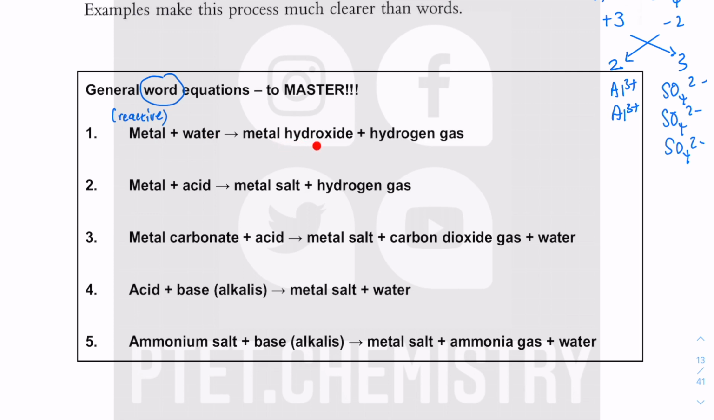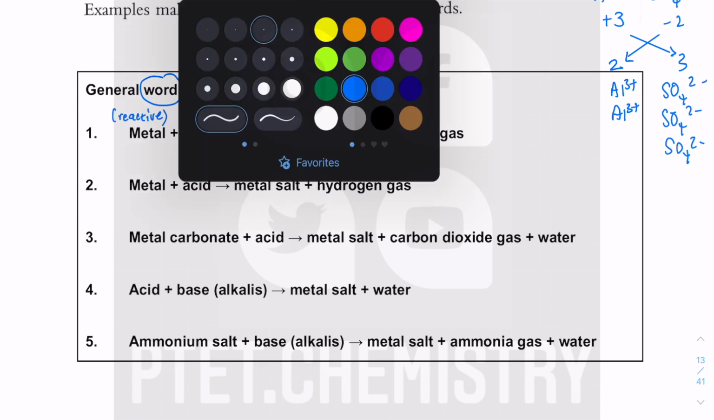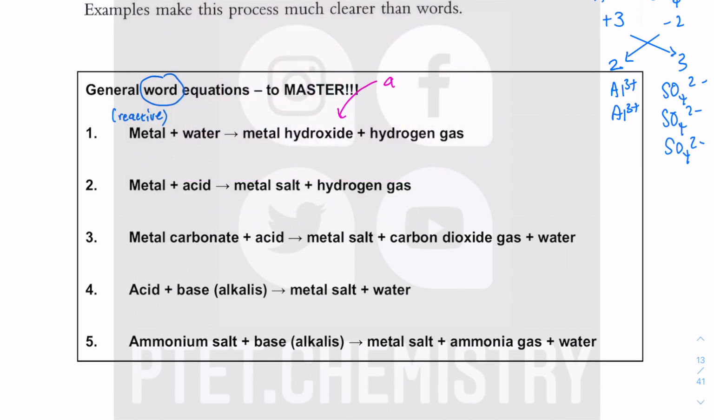Metal hydroxide is alkaline. So I'm talking about property, not name. Alkaline is an adjective. Alkaline is also known as basic. That means the pH is above 7. All right, I better write that properly. The pH is above 7. That makes it alkaline or basic.